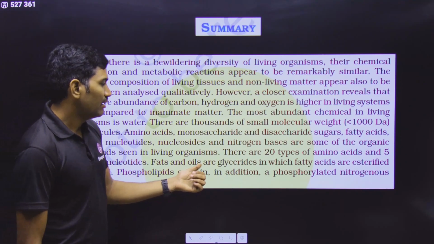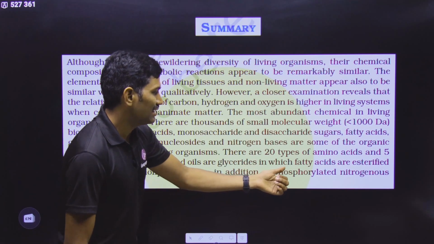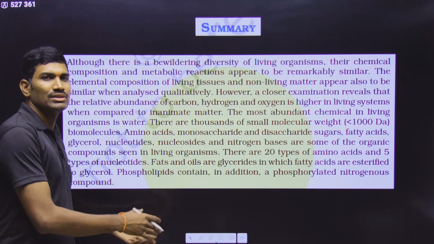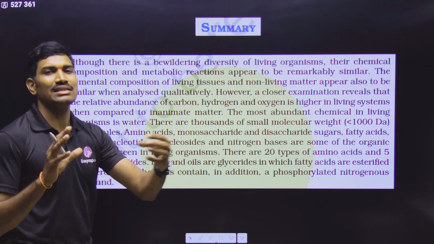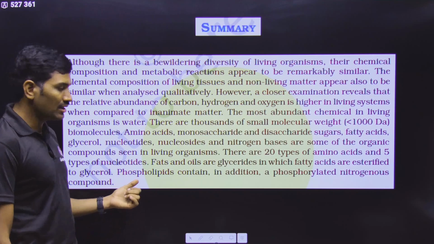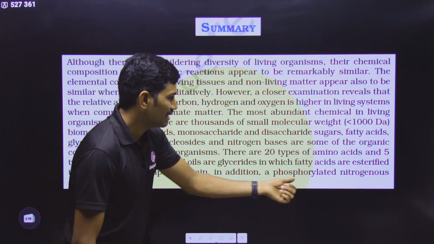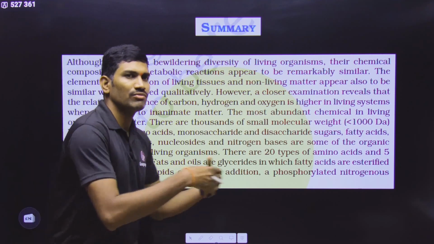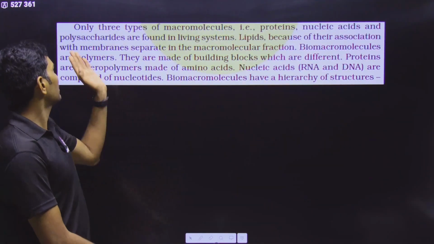Already we studied. Fats and oils are glycerides, in which fatty acids are esterified to glycerol. So in the case of these fats, mainly what happens? Fatty acid is attached to this glycerol. Yes or no? So mainly in the lipids we are observing. Phospholipids contain, in addition, a phosphorylated nitrogenous compound. So along with this, in phospholipids, one phosphate group is also present. That's what they are saying.